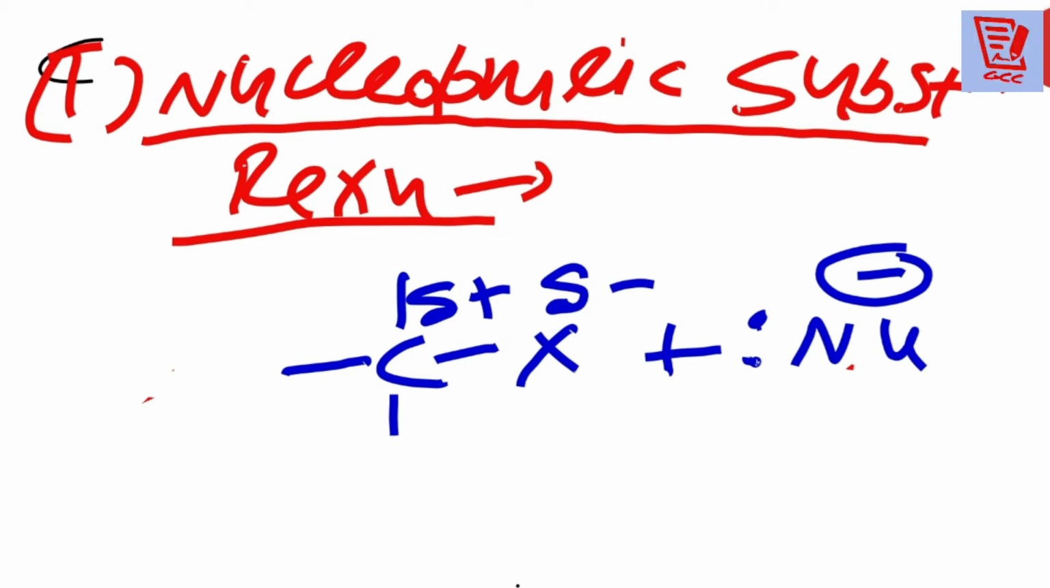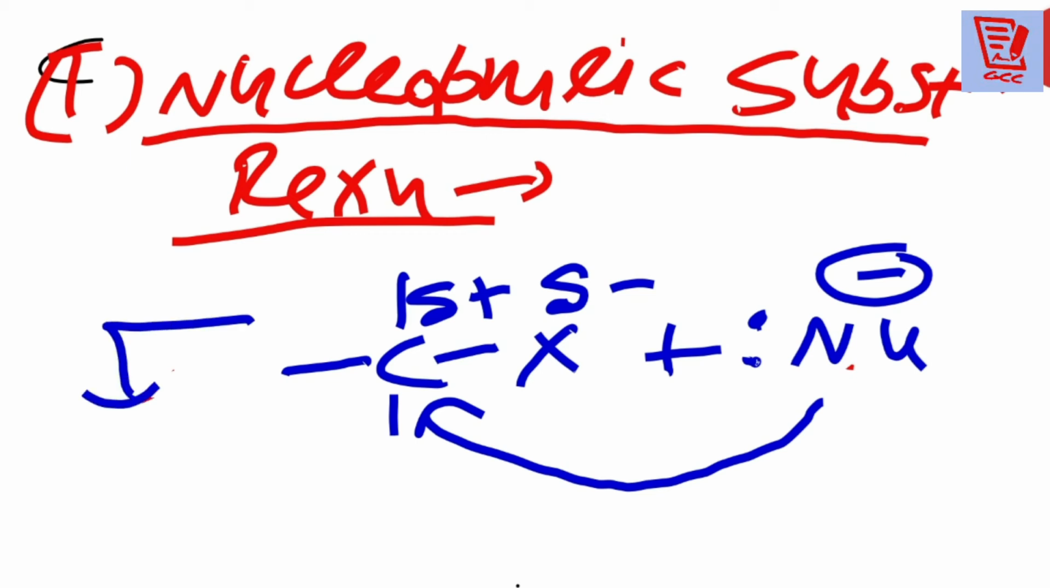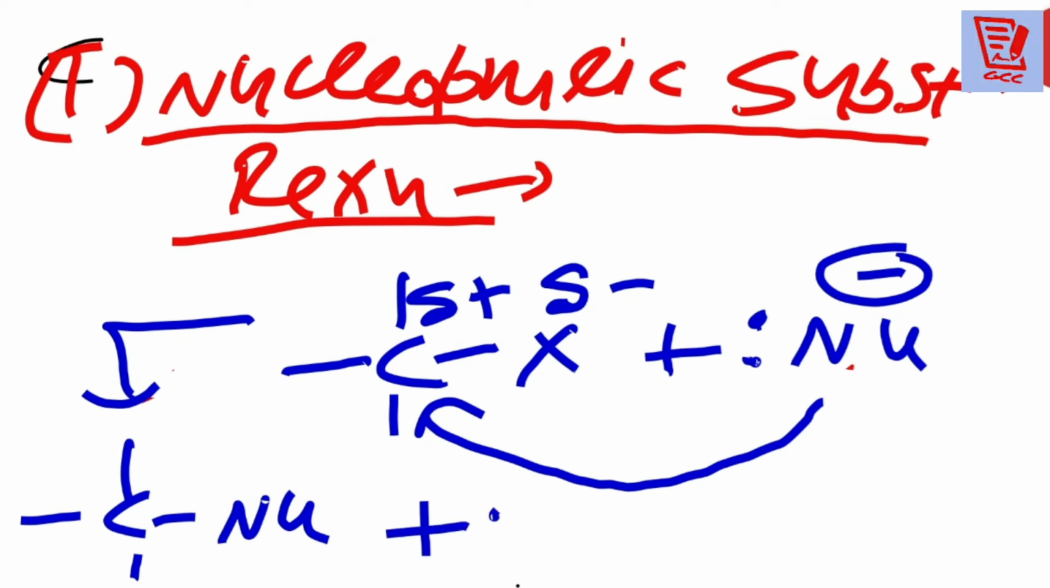So now what is going to happen? The nucleophile will attack the positively charged carbon atom. When it attacks, Nu will come in and X negative is going to be removed and it will become a leaving group. Are you getting my point? This was the general reaction.